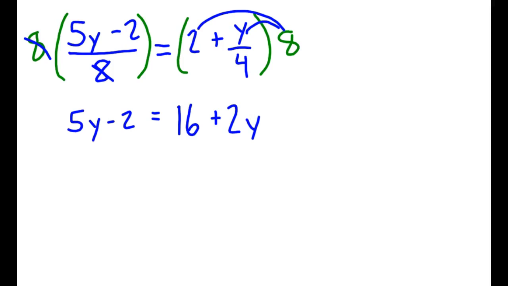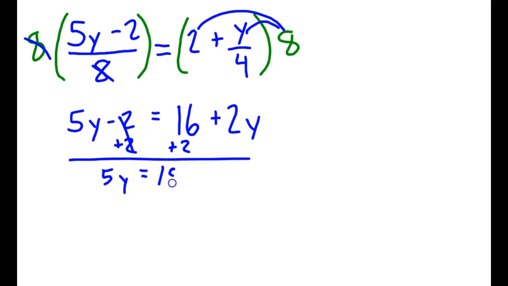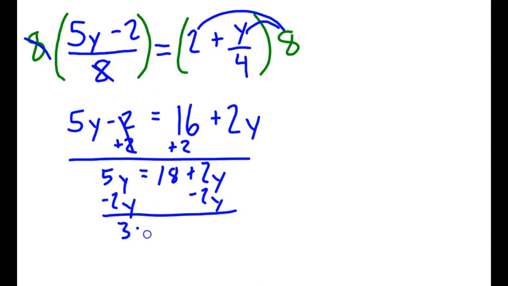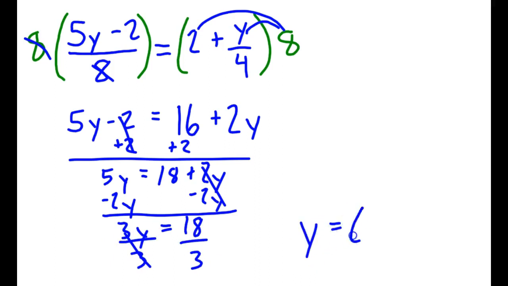Now we have to get the variable isolated on one side of the equation, the constants on the other. So I can add 2 to both sides of the equation. Leaves us with 5y equal to 18 plus 2y. And then subtract 2y from the other side. Leaving us with 3y equal to 18. The last step, divide by 3. So we get an answer of y equals 6.